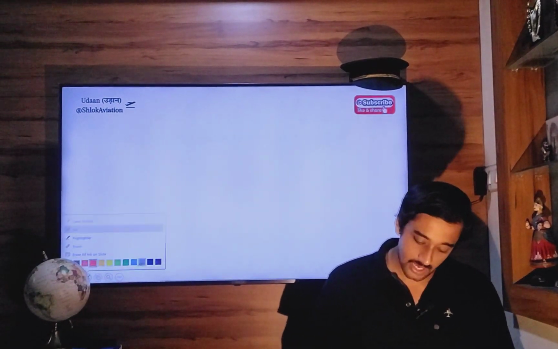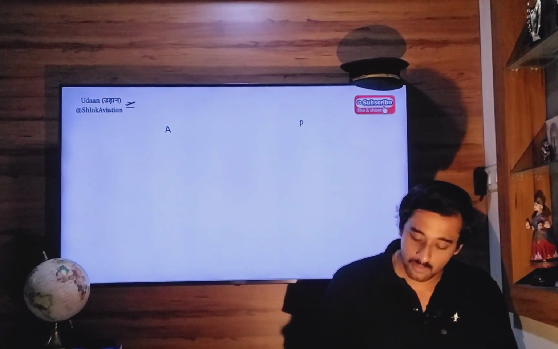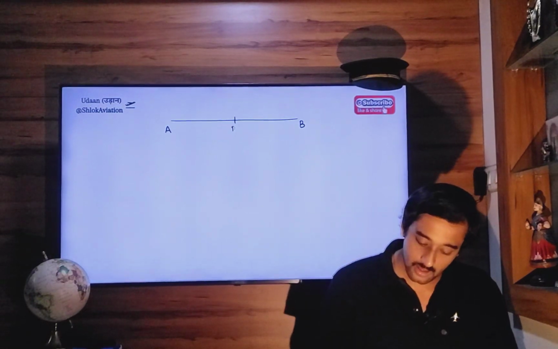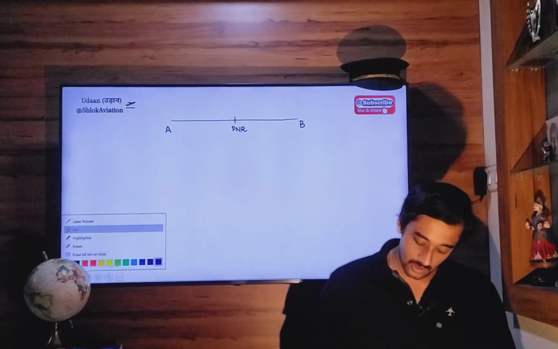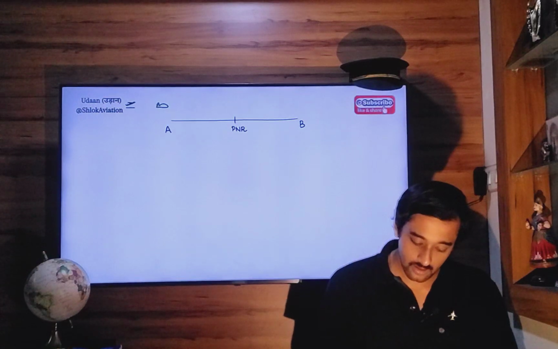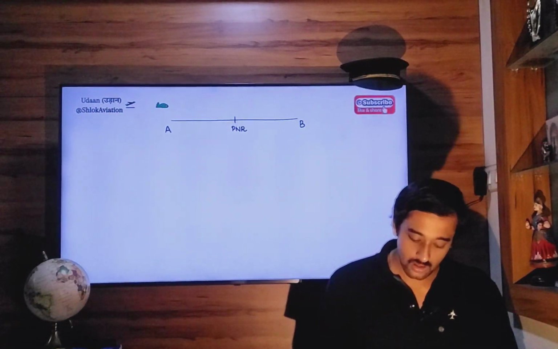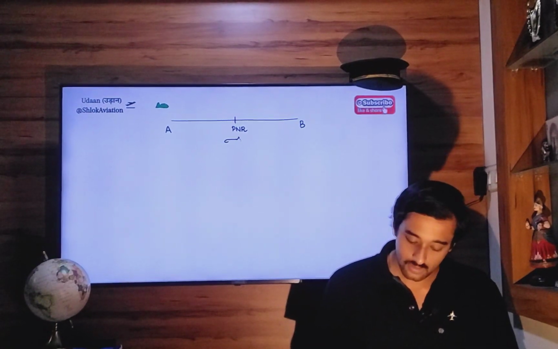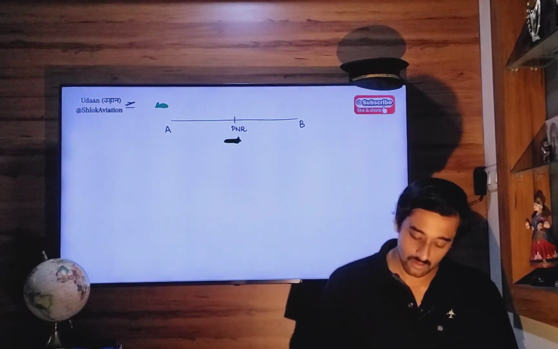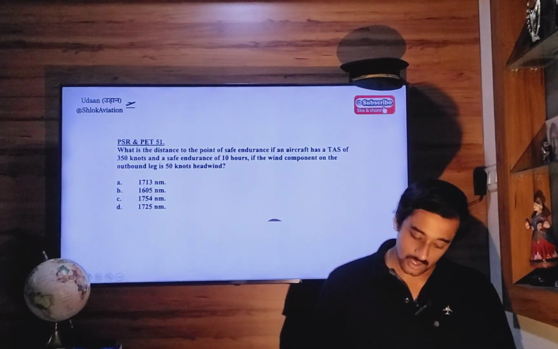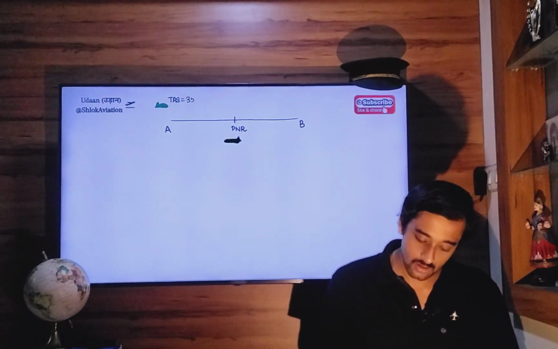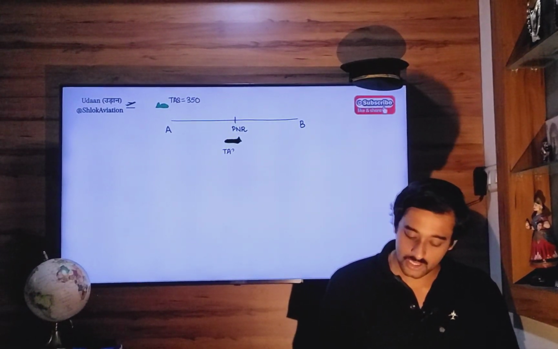So this is your point A, this is your point B. Here is your point of no return. Your aircraft is at point A, like this. So the true airspeed of your aircraft is 350 knots.